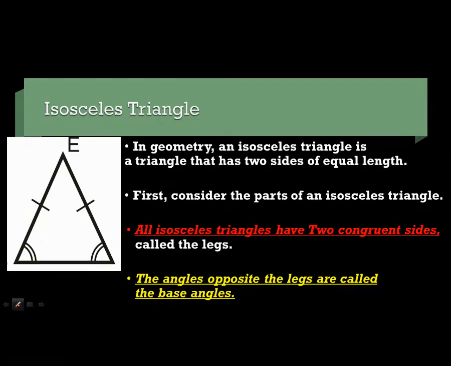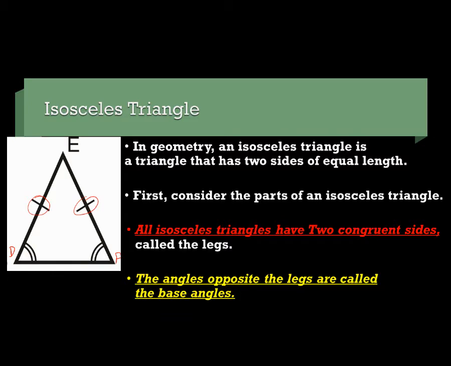You can see in the given diagram, these symbols are indicating that these two sides are equal. Say ED equals EF. Let's first consider the parts of an isosceles triangle.